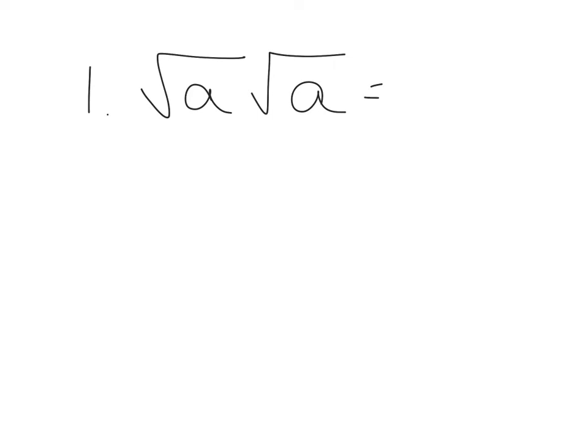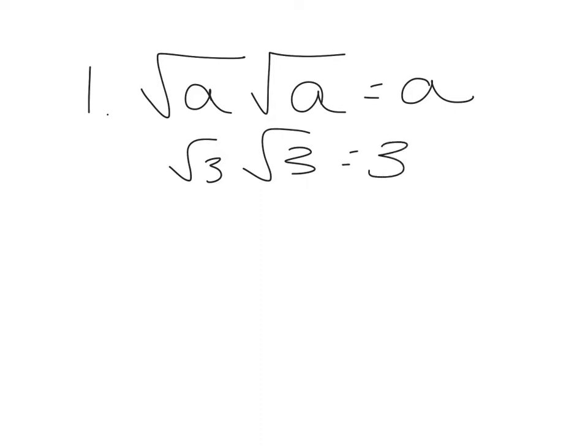On the back page, it said there are a few ways to simplify radicals, and they depend on the following properties and concepts. You know these things, but we're just going to go over them again. So you can think about number 1, like root a times root a equals a. So you know, for example, root 3 times root 3 is going to be 3.